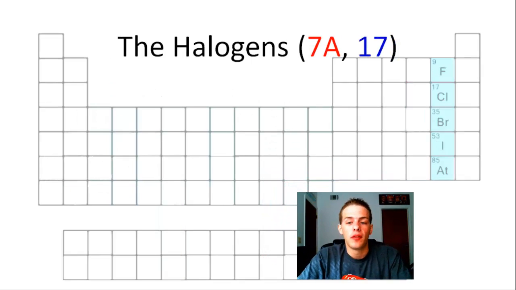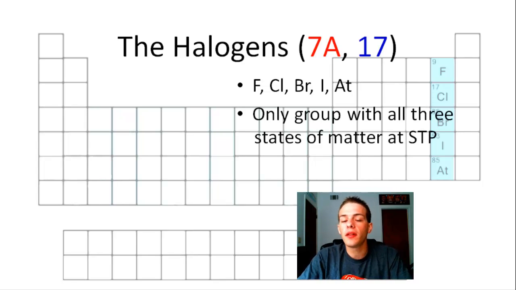And then we have the halogens. So the halogens are fluorine, chlorine, bromine, iodine, and astatine. The interesting thing about the halogens is that it's the only group that has all 3 states of matter at standard temperature and pressure, or STP. Fluorine and chlorine are both gases at room temperature. Bromine is a liquid at room temperature, and iodine is actually a solid. So that's pretty interesting stuff.